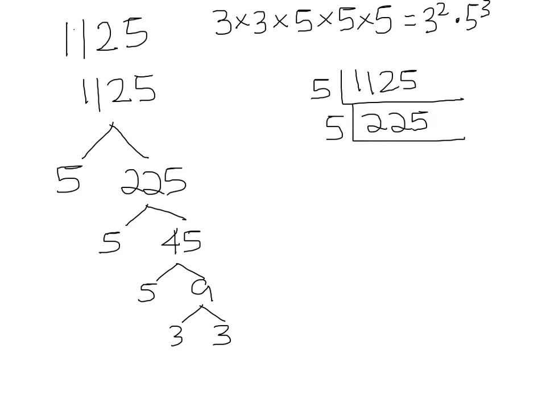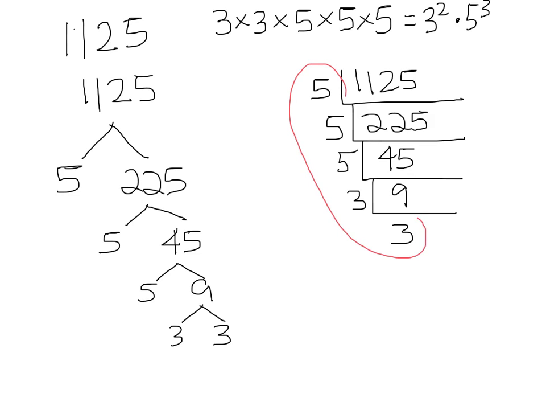Again, I'm going to divide by 5. And what does that equal to? 45. Again, I'm going to divide by 5. And that's going to give me 9. And how do I get 9? 3 times 3. So if you can look, we have all of our prime factors on the outside of our division sign. And so our answer here would be 3 to the second times 5 to the third.